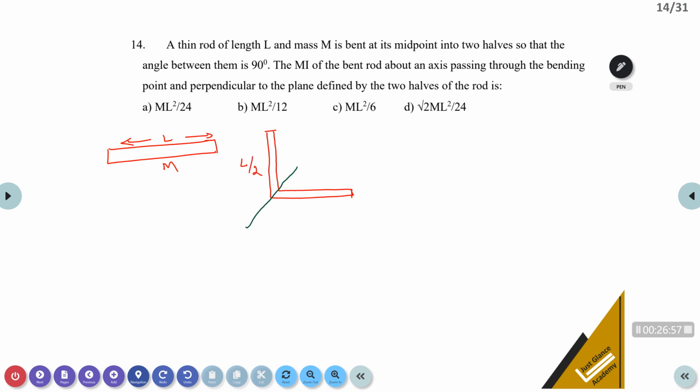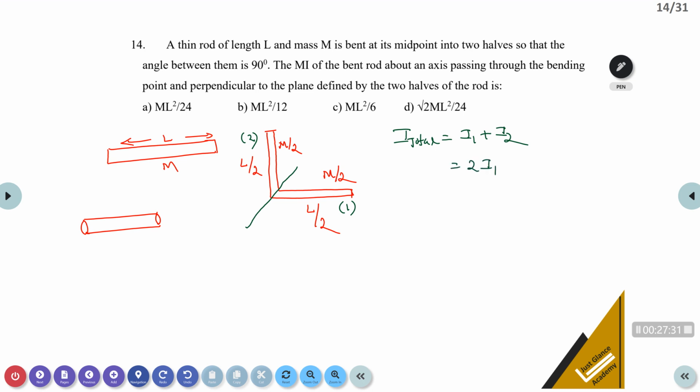Students, you see, this length is L by 2 and this mass is M by 2. For the rods, I will call this rod 1 and this rod 2. I total equals I1 plus I2. Of course, both are the same, so that is equal to 2 I1, because I1 equals I2.